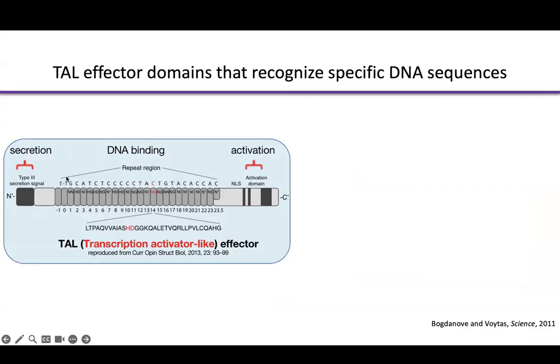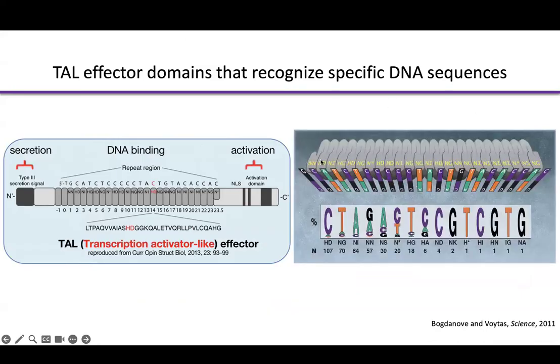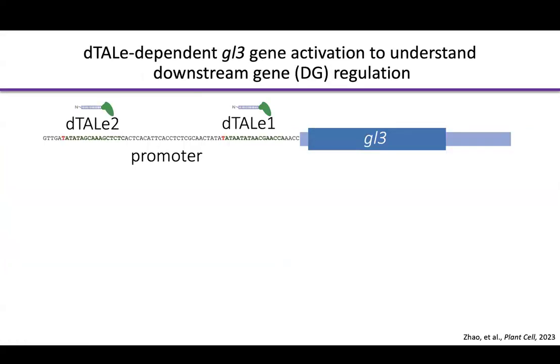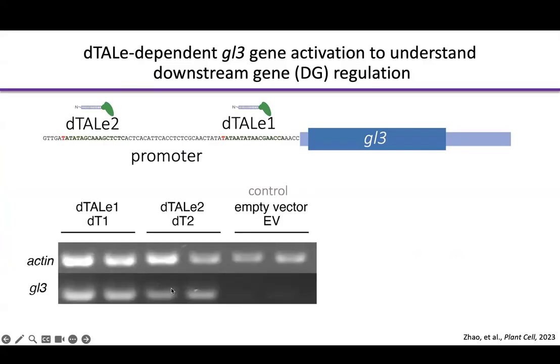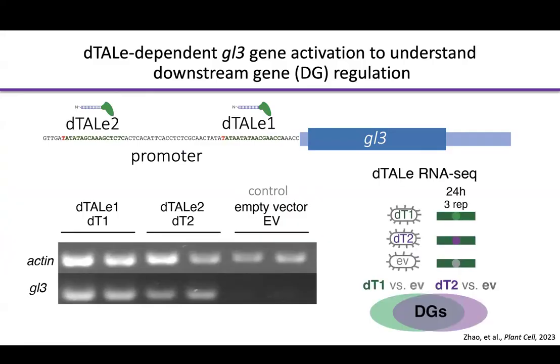TAL effectors contain several tandem repeats. Each repeat can recognize one nucleotide. Through engineering different repeats, we can design any kind of TAL effector. For our case study, GLOSSY3 was used here, and we designed two TAL effectors. We checked the GLOSSY3 gene expression level after 24-hour inoculation using the engineered TAL effectors, and we also performed qPCR and RNA-seq analysis.